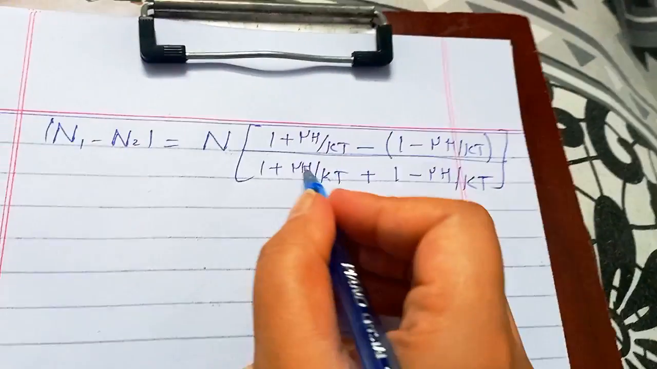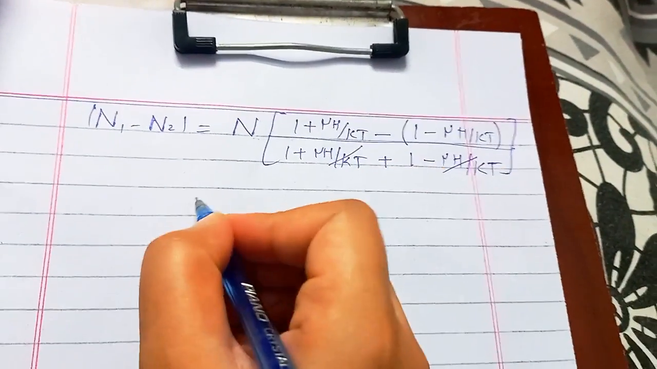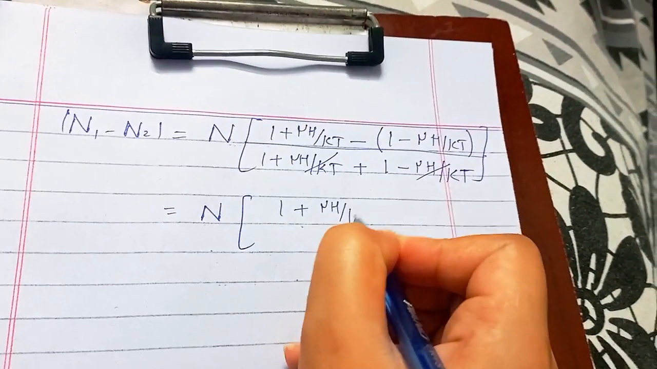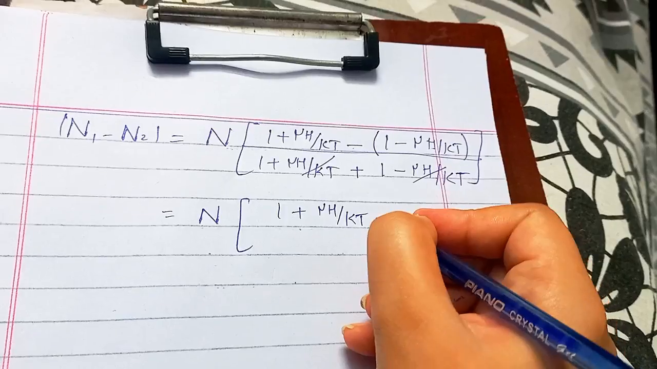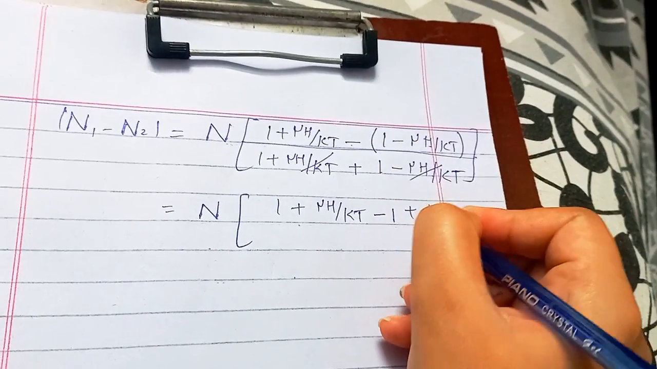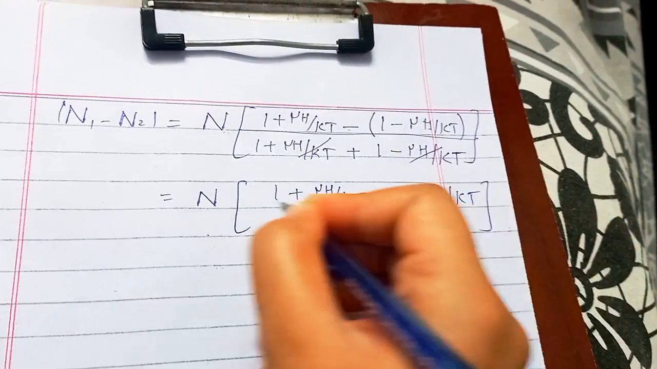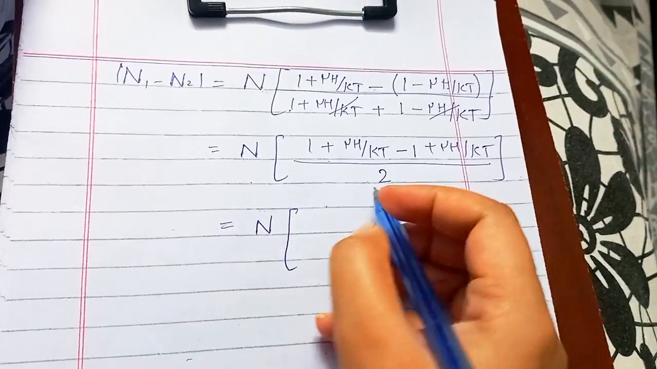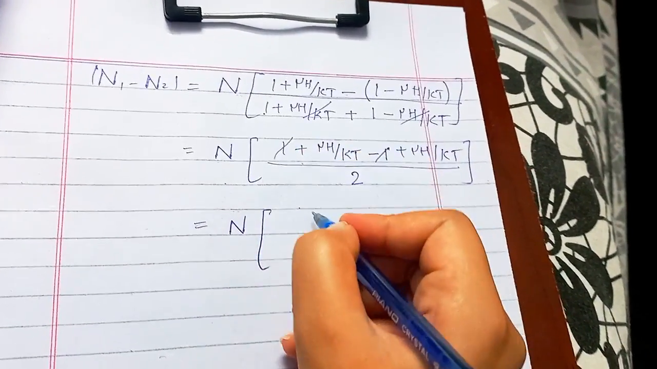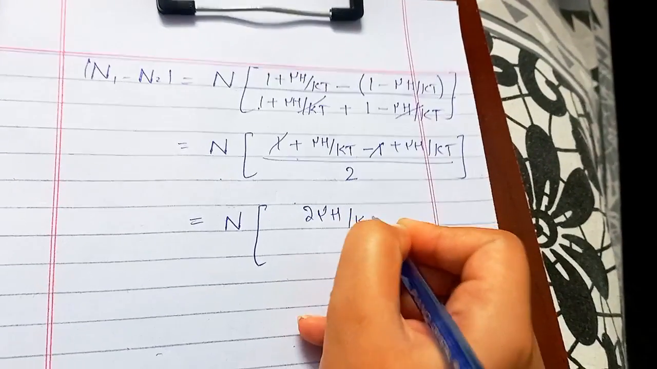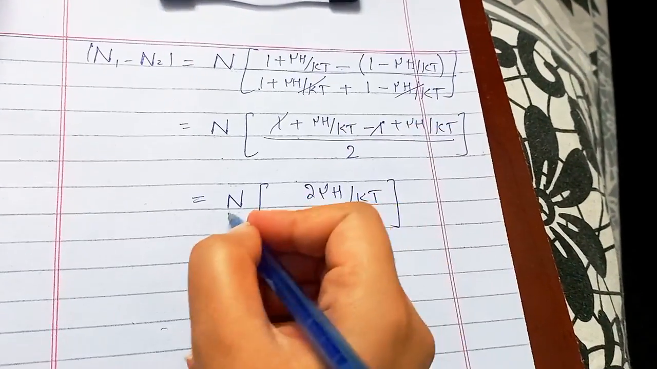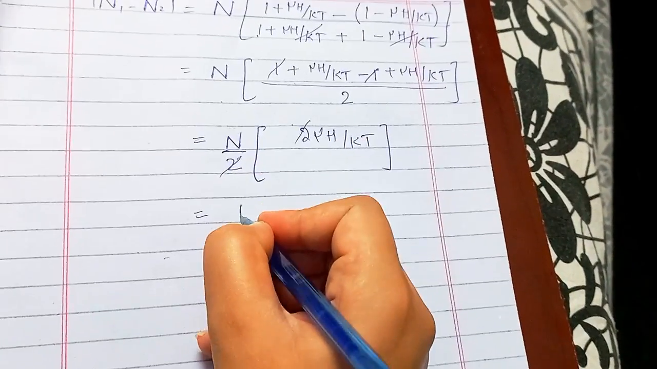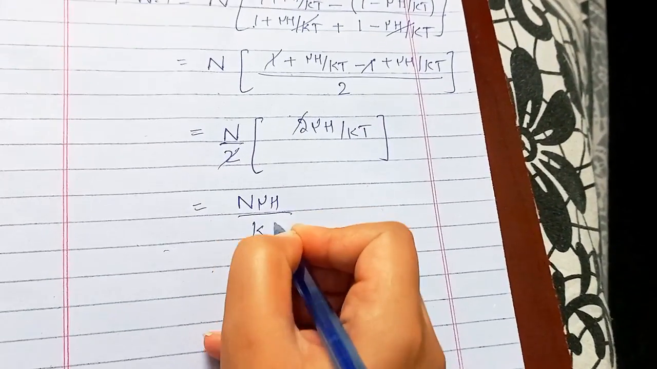Let's simplify it. This is plus and this is minus, it cancels out. 1 plus mu h by kT, this negative sign multiplies inside, it's minus 1, and it will become plus mu h by kT, divided by 1 plus 1, which gives 2. Capital N equals this, and this cancels out, and we have 2 mu h by kT in the numerator, and this 2 could be written outside. This 2 and 2 cancel out, and we have N mu h by kT.